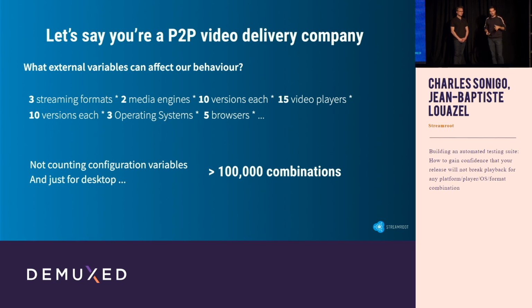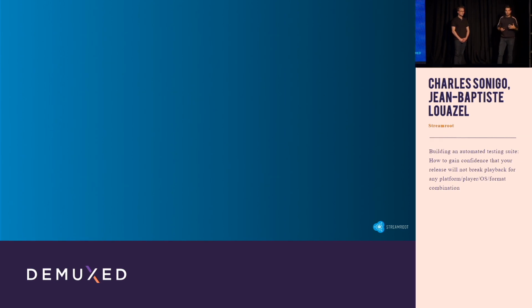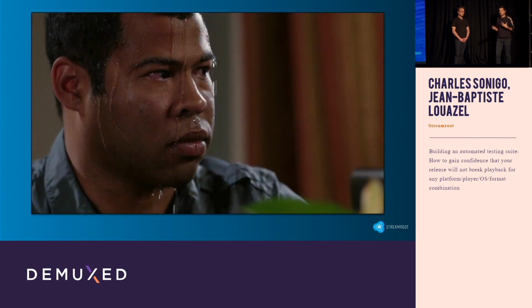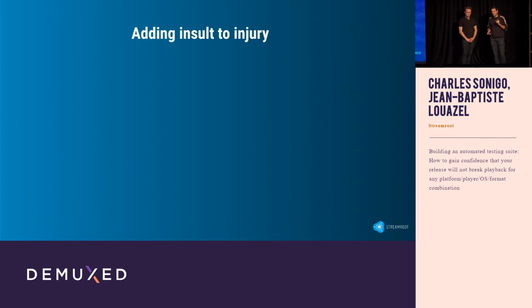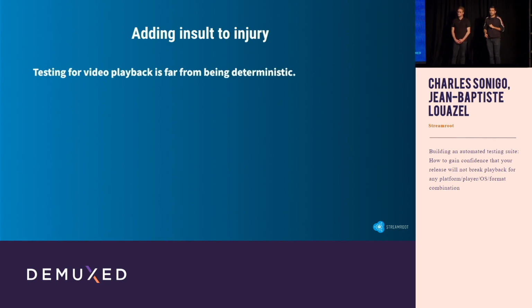So at this point, if you're a reasonable person, you should start feeling the heat a little bit, and you should start to think that we're going to need to automate a lot of that. That's good, but that's not it. There's one little extra piece of coolness, I would say, that we get in the video space, which is that testing for video playback is fickle, and it's not deterministic.